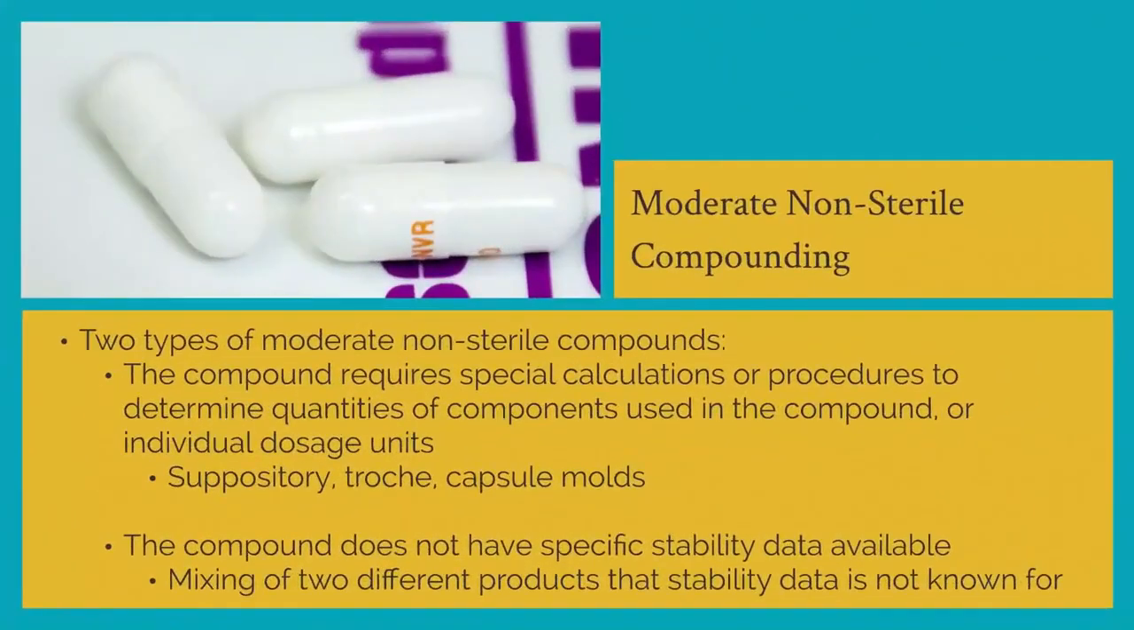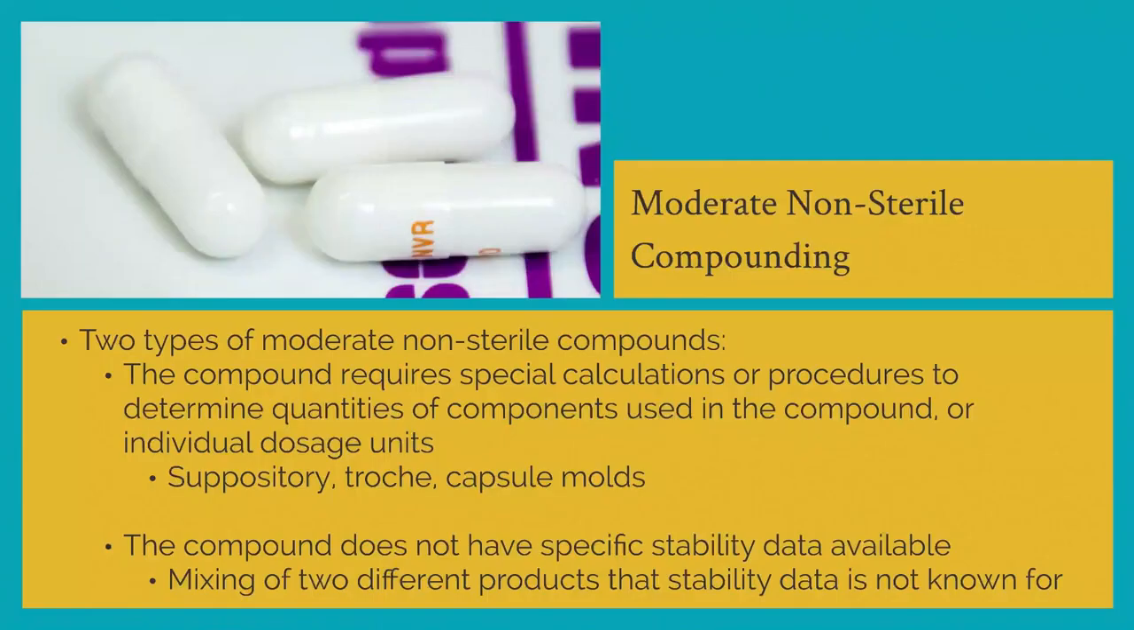Now, moderate non-sterile compounding, there are 2 types of these. First is the compound requires special calculations or procedures to determine the quantity of the components used in the compound or individual dosage units. So you see this with suppositories, troches, and capsule molds. Before you can make your suppositories, you need to calibrate your molds and know just how much fluid they hold so that you can understand how much fluid you need to add to the compound in addition to your active ingredient. So this requires a pretty special calculation, which is why it puts it in the moderate category.